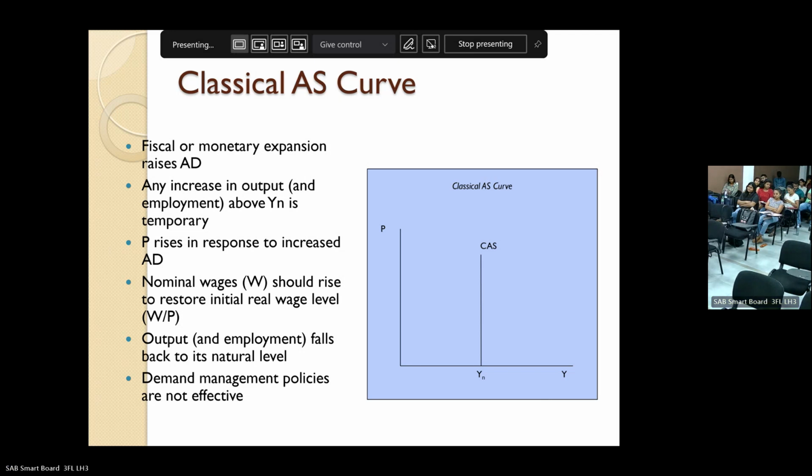Okay. So now if we take this point here, that is the idea. Only the price changes, but output and employment respond only to supply. So here the demand management policies are not effective. Okay, so that is the classical aggregate supply.